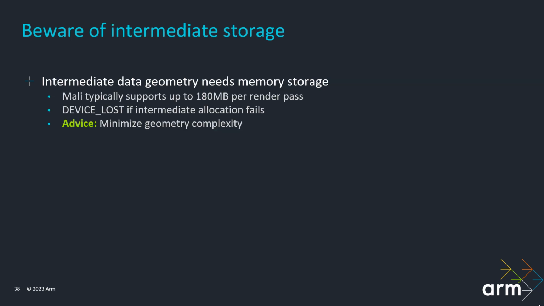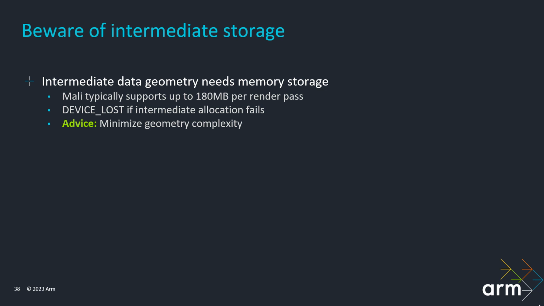The other one is just be aware of intermediate storage. We have data coming out of the vertex shader that Mali needs to store somewhere, and for Vulkan drivers we typically have a backing store of 180 megabytes per render pass, and if we fail to allocate memory into that 180 megabyte pool, then you'll get a device lost error. So the most simple fix here is to minimize geometry complexity.